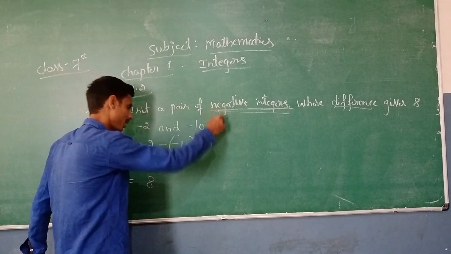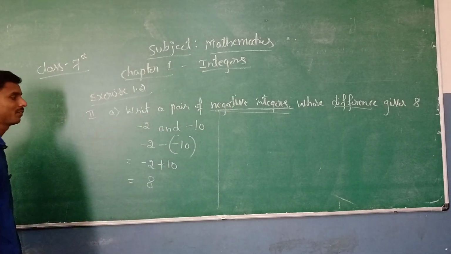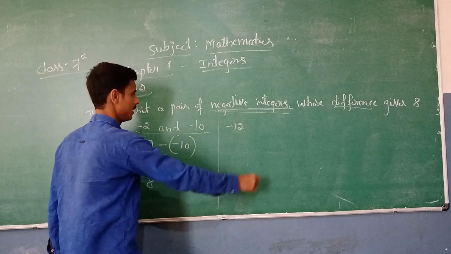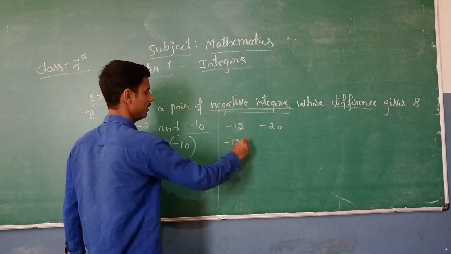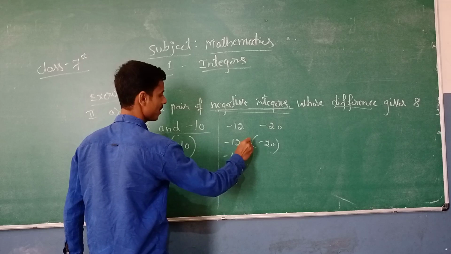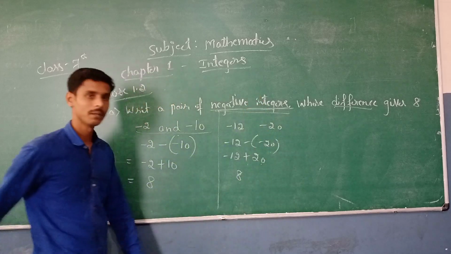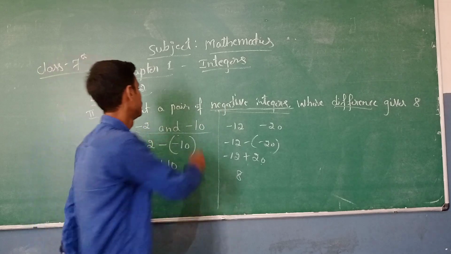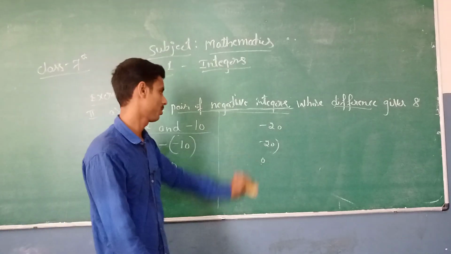Like this we can write the pair of negative integers. We can write so many pairs. Okay? For example, minus 12 and minus 20. Minus 12, minus of minus 20. So minus 12 we can write as it is, minus of minus is plus 20. 20 minus 12 is 8, right? Plus 8. Like this we can find the pair of negative integers whose difference is 8.